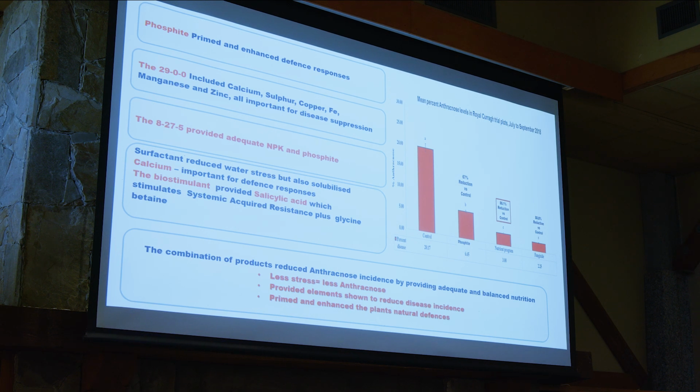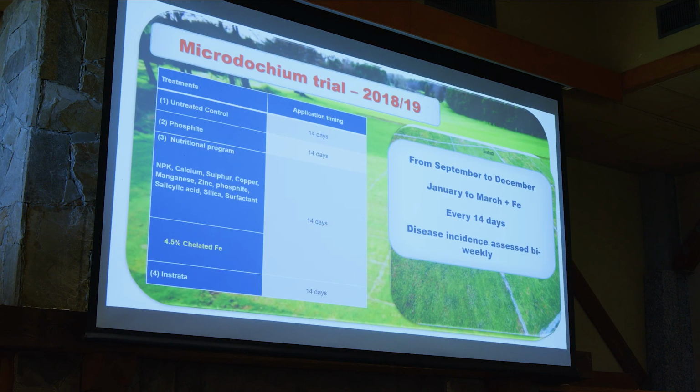So it had all these elements I just mentioned, and they worked together, and you can see very good reduction there compared to untreated. So the next one I want to look at, same year, 2018 into 2019, looking at Microdochium. This is the Royal Corridor trial site here.